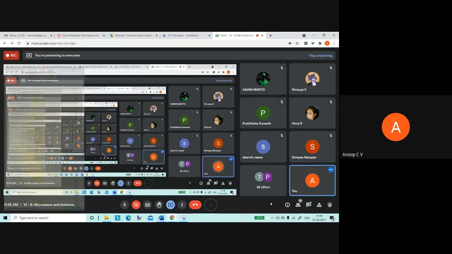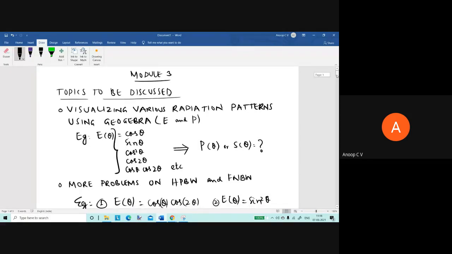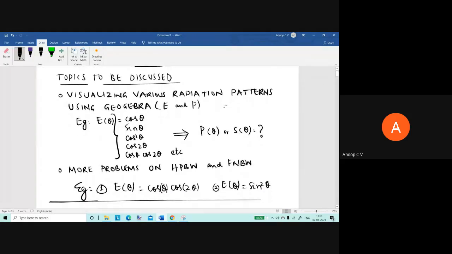So good morning and welcome to yet another online tutorial on microwaves and antennas. We are in module 3, and we were discussing radiation patterns. Today our agenda is that we'll be trying to visualize various radiation patterns.